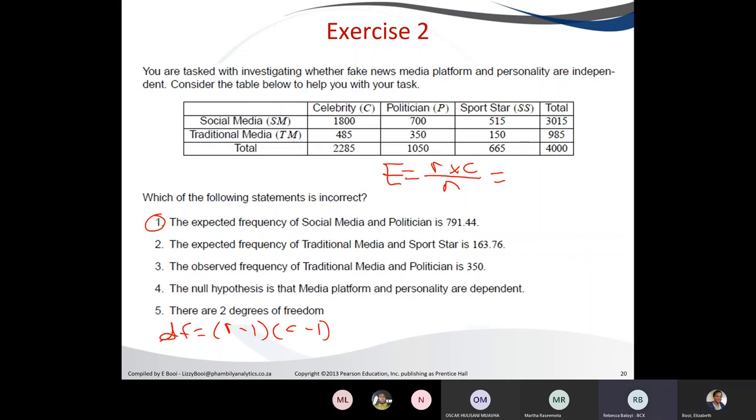Okay, the expected frequency. I took the 3015 multiplied by the 1050 for social media and politician, divided by 4,000, and I got 791.44. Therefore, number one is correct. Correct, yes. And Oscar? I'll do number two. I took the 985 times 665, the sports star, divided by 4,000. Then I got 163.75625, which I round off to 163.76. Which makes number two correct.